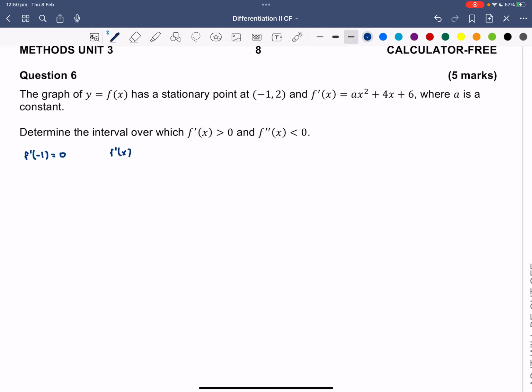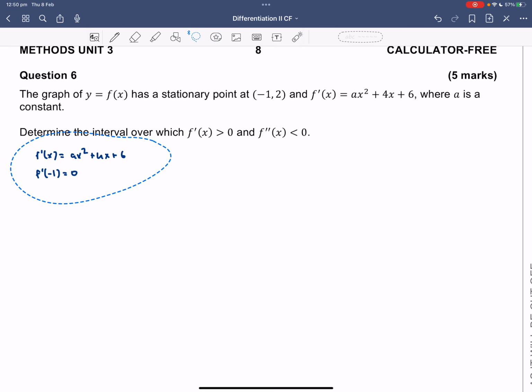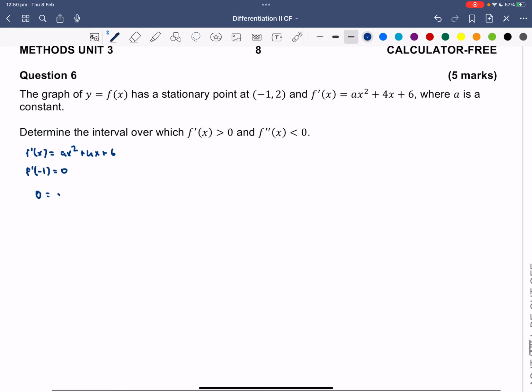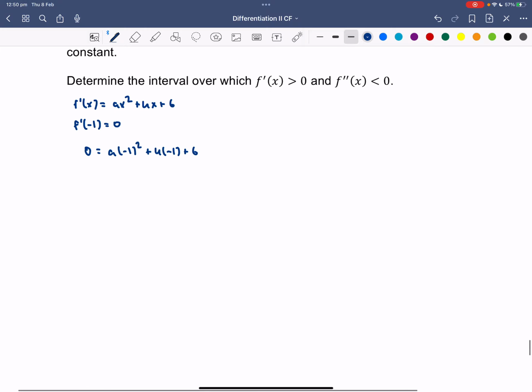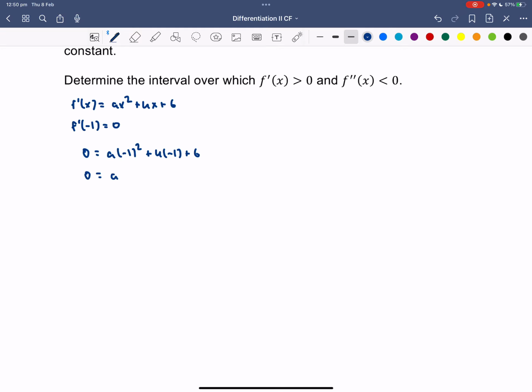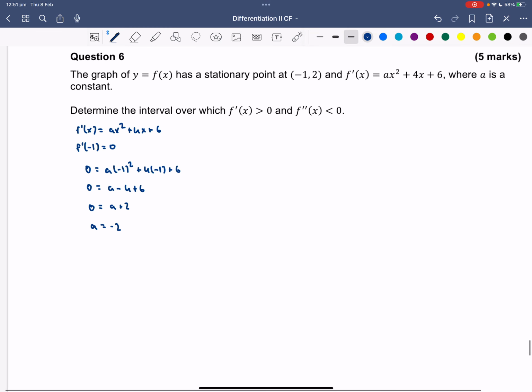So f dash x equals ax squared plus 4x plus 6. If I sub -1 into there, we know that f dash at -1 is 0. So 0 equals a times -1 squared plus 4 times -1 plus 6. A is -2. Perfect. A is -2. And now that I know that, that should help.